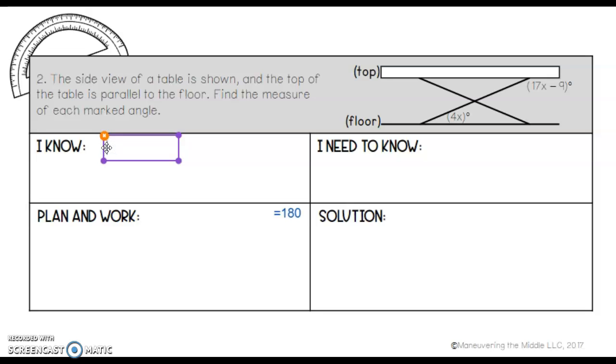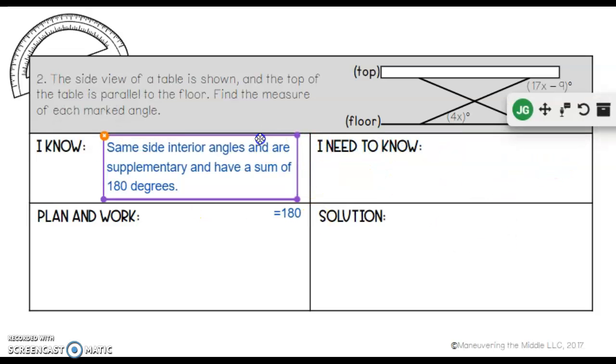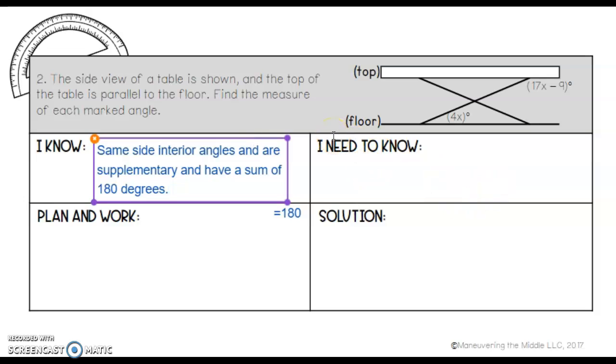But for these angle measures, they are same side interior, because they're under the table and above the floor, so they're interior angles, and are supplementary, and have a sum of 180 degrees. Let's make this smaller, all in the same box so you can see it. So the two angles we have are same side interior angles, and we know that they are supplementary.